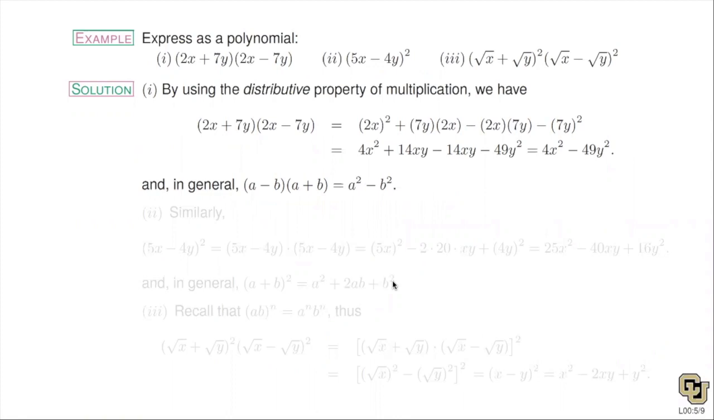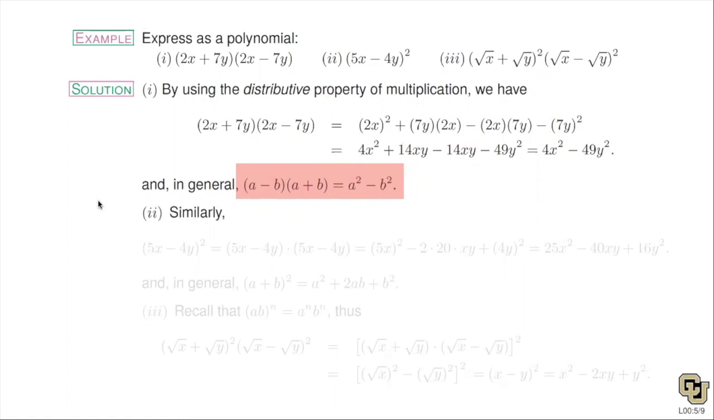We did this first problem here, where it's 2x plus 7y times 2x minus 7y, and we FOILed everything out. At the end of the day, the important thing is that you know this formula here, that a minus b times a plus b is a squared minus b squared. Here we showed that when you FOIL things out, the middle terms cancel. And so only the first term survives, and negative the square of the second term survives.